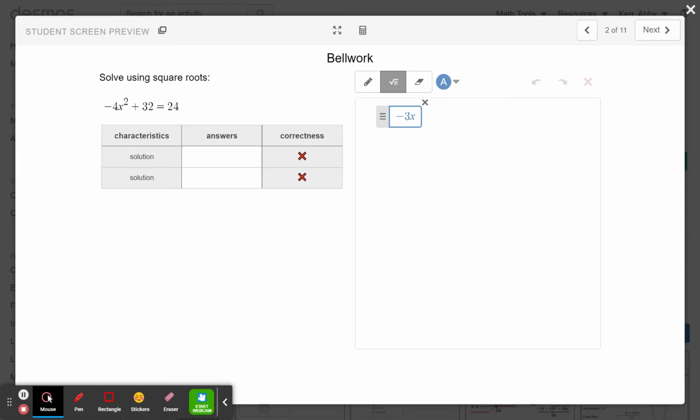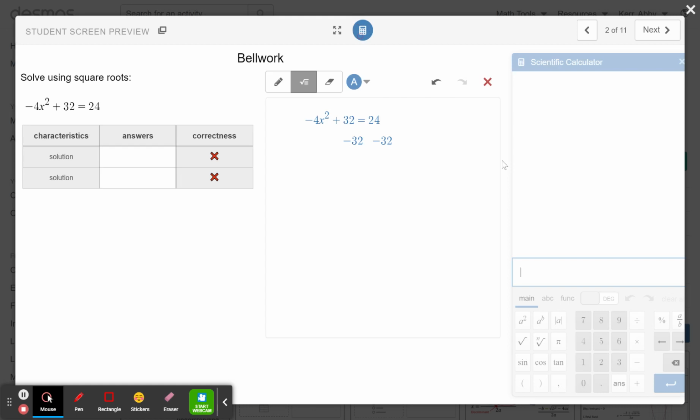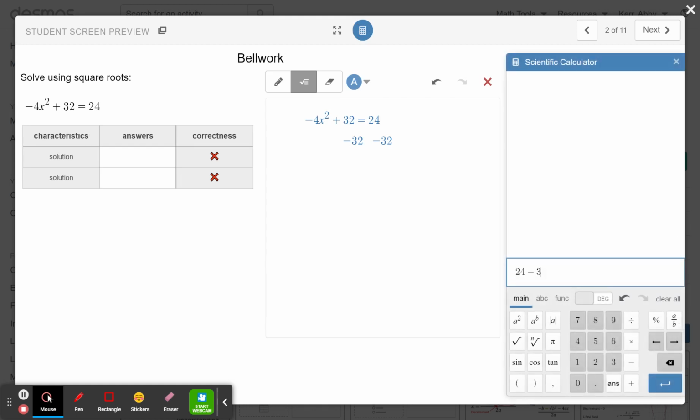Alright, so for this video, we are going to solve using square roots. The first thing we have to do is minus 32 on both sides. Now make sure you use the calculator. The 24 comes first, minus 32. So I'm going to get negative 8.